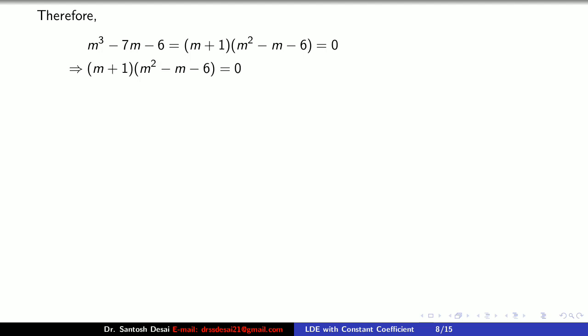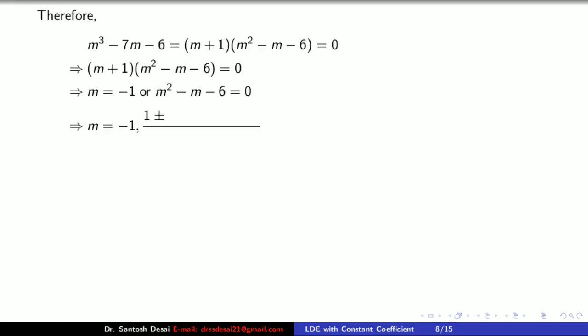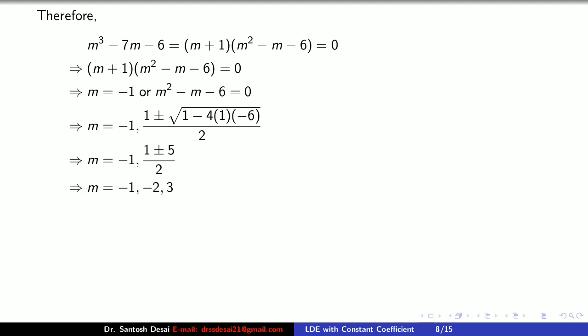Now we simplify (m plus 1) into (m square minus m minus 6) is equal to 0. So the first term is linear, which gives m is equal to minus 1, and the second term is quadratic, and simplifying that quadratic term we get 1 plus minus square root of (1 minus 4 into 1 into minus 6) divided by 2. Now simplifying the square root, we get m is equal to minus 1 and (1 plus minus 5) divided by 2. Now simplifying this, we get m is equal to minus 1, minus 2 and 3.